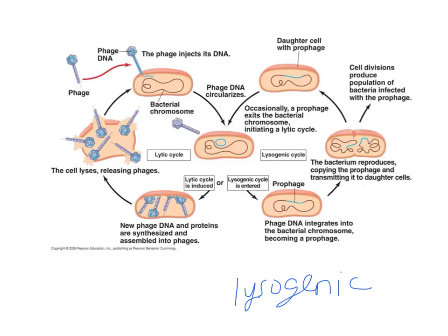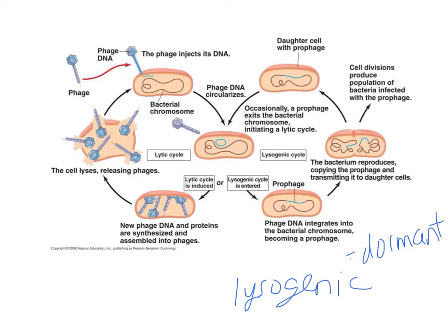The other option a virus has is to go through what's called the lysogenic cycle. And so in the lysogenic cycle, the virus is dormant. It is not using its genetic material to make new viruses. Its genetic material is being copied, but that genetic material isn't necessarily on. It's not making new viruses. It's not transcribing and translating that genetic material into the proteins, into the capsids.